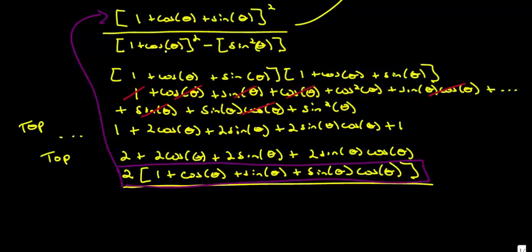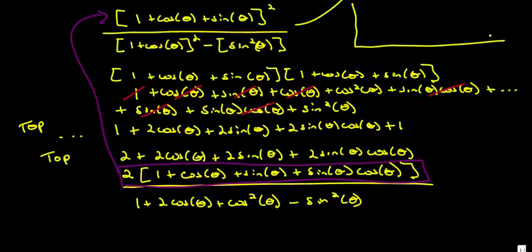So 1 plus cosine squared is 1 plus 2 cosine theta plus cosine squared theta. That's what this guy is squared. Minus sine squared theta. So let's see if we can't get something to cancel out here. What I'm going to do is make everything into cosines, because I've already got 2 cosines down here, so let's make this into cosine.